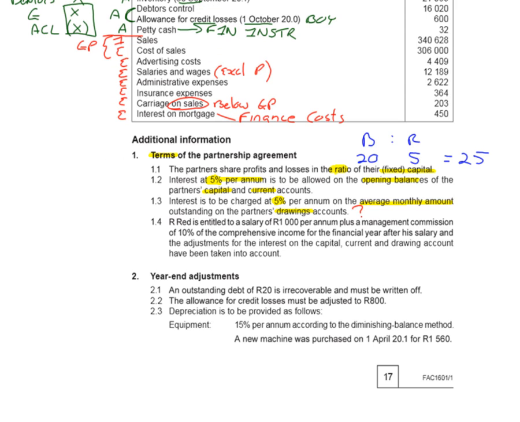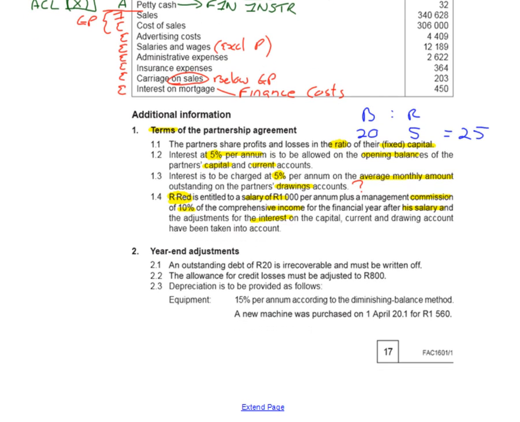Then R red is entitled to a salary of 1,000 and a management commission of 10% of comprehensive income after salary and interest. Okay, so we're going to have to do a calculation for that. Moving on, let's now have a look at year-end adjustments. An outstanding debt of 20 Rand is irrecoverable and must be written off. Let's just do that right here quickly. So working 2.1, we're going to write off the debt, and there we're going to go debit credit loss 20, and we're then going to go loan receivable.